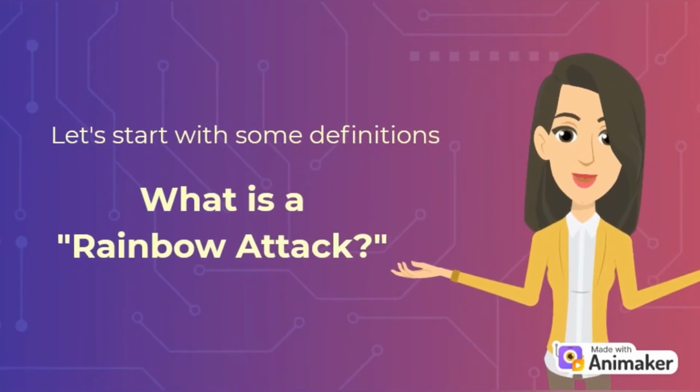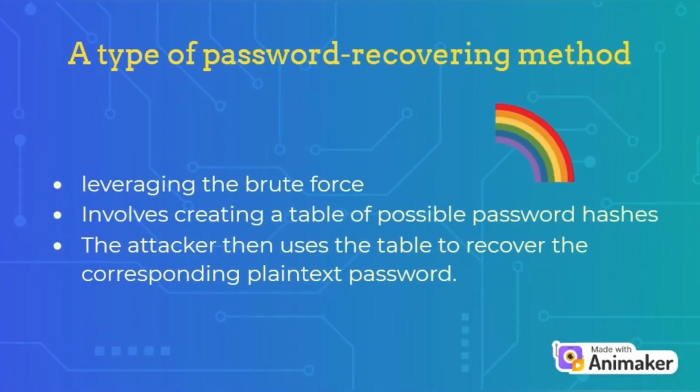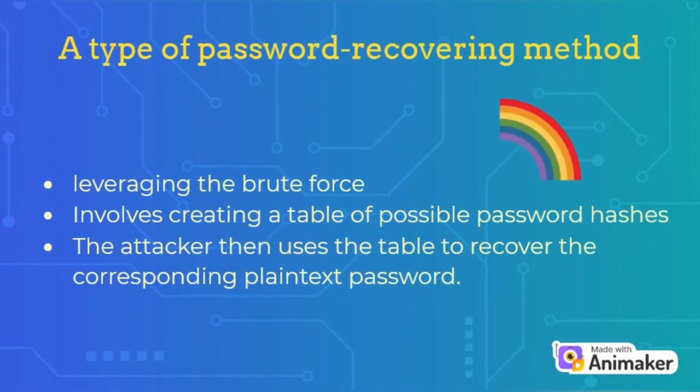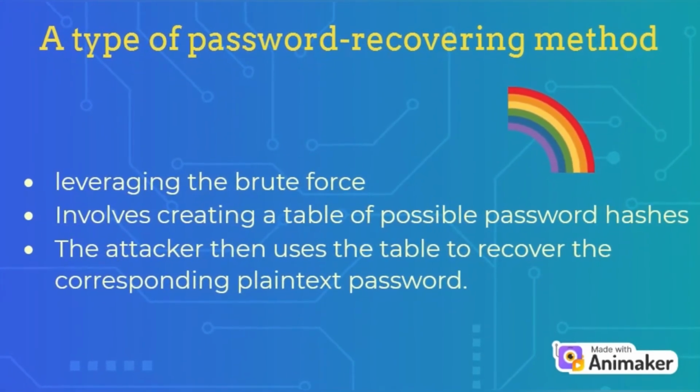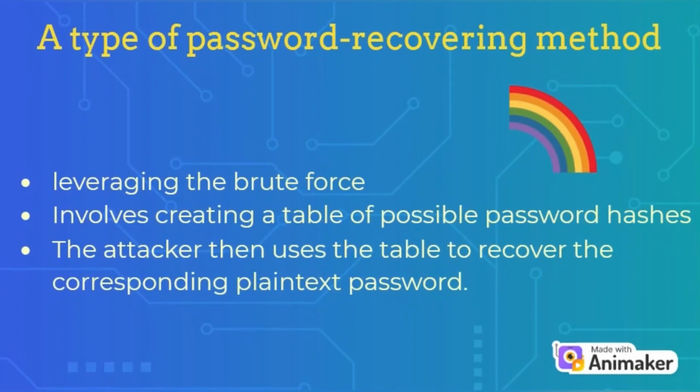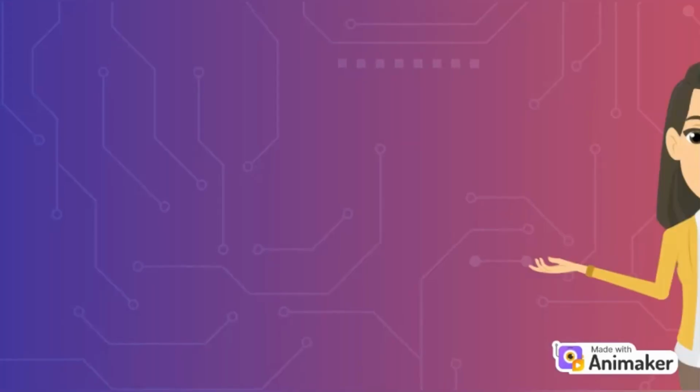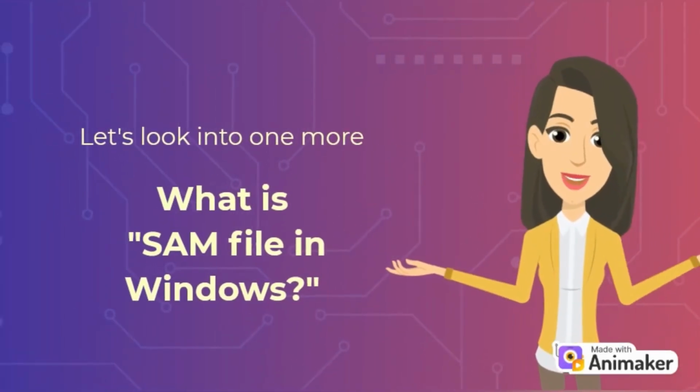What is a rainbow attack? A rainbow attack is a type of password recovering method leveraging the brute force approach. A part of this method involves creating a table of possible password hashes and saving them in a database. The attacker then uses this data to look up a password hash, and then they can quickly find the corresponding plaintext password. Let's look into one more.